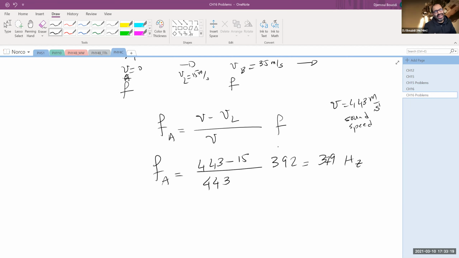If we find it more than 392 hertz, we have a problem. The guy is moving away from the source, so it should be less frequency, okay? So in this case, it's less frequency as far as he is concerned, okay? So that is this part. Now, that's question A.